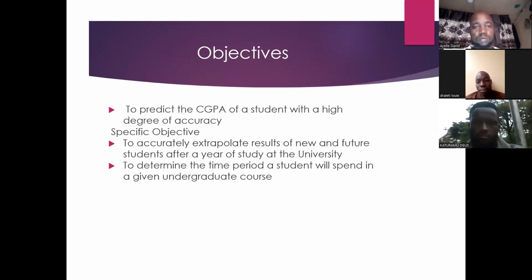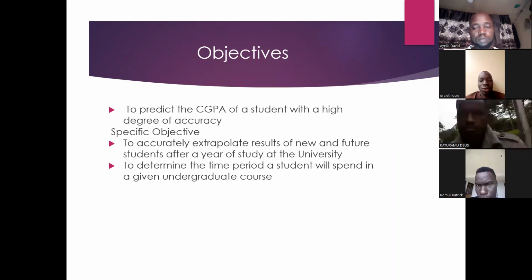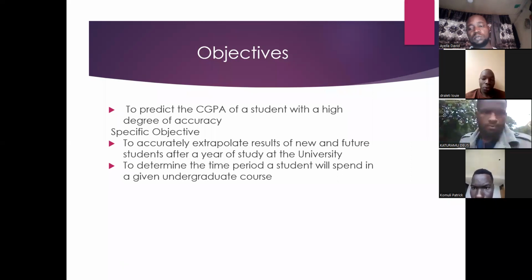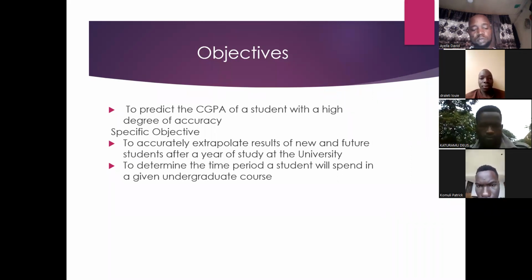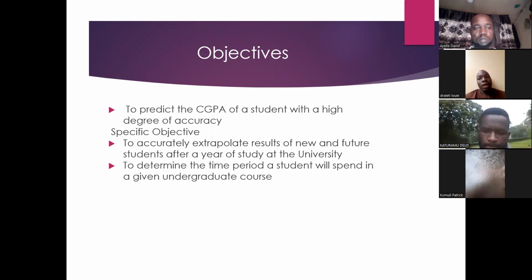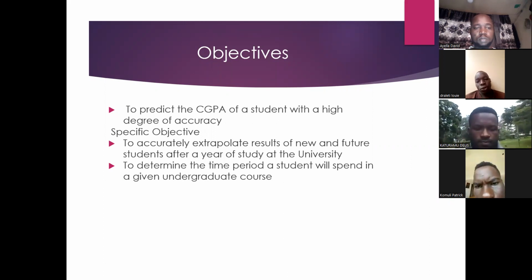But to be specific, we shall also be able to accurately extrapolate results on new and future students after a year of study. And then also we shall be able to determine the time period which a student will spend at the university.